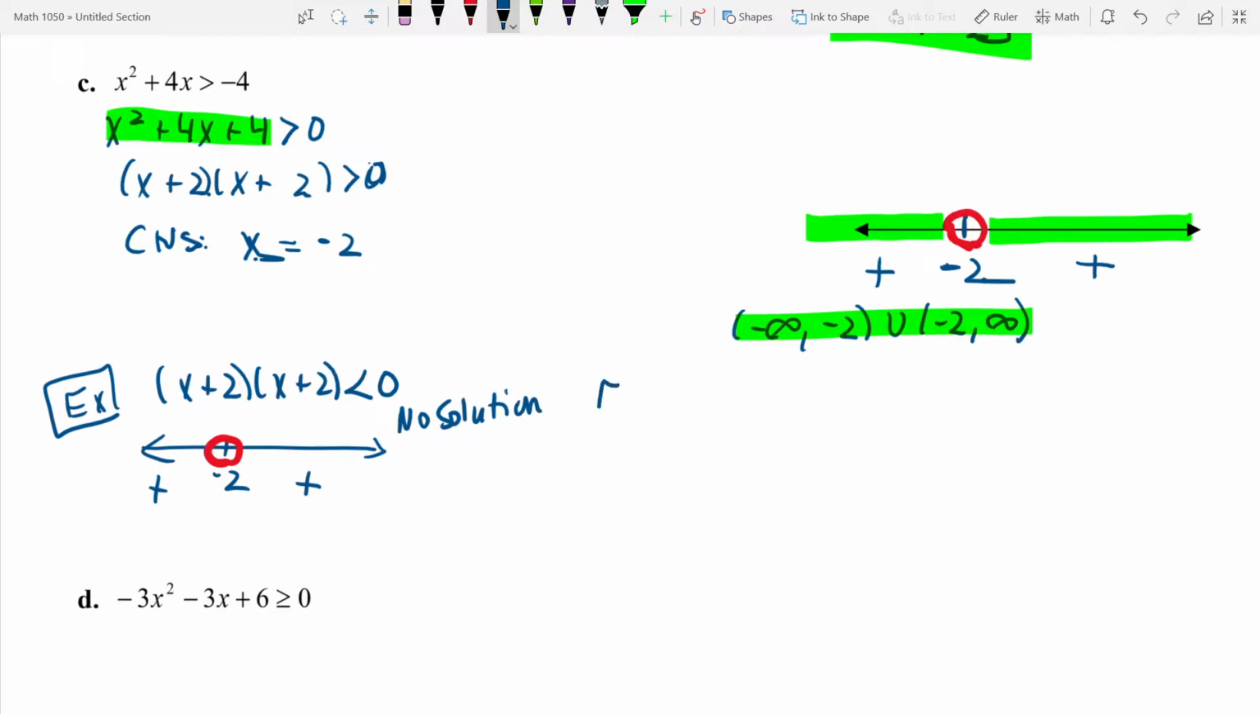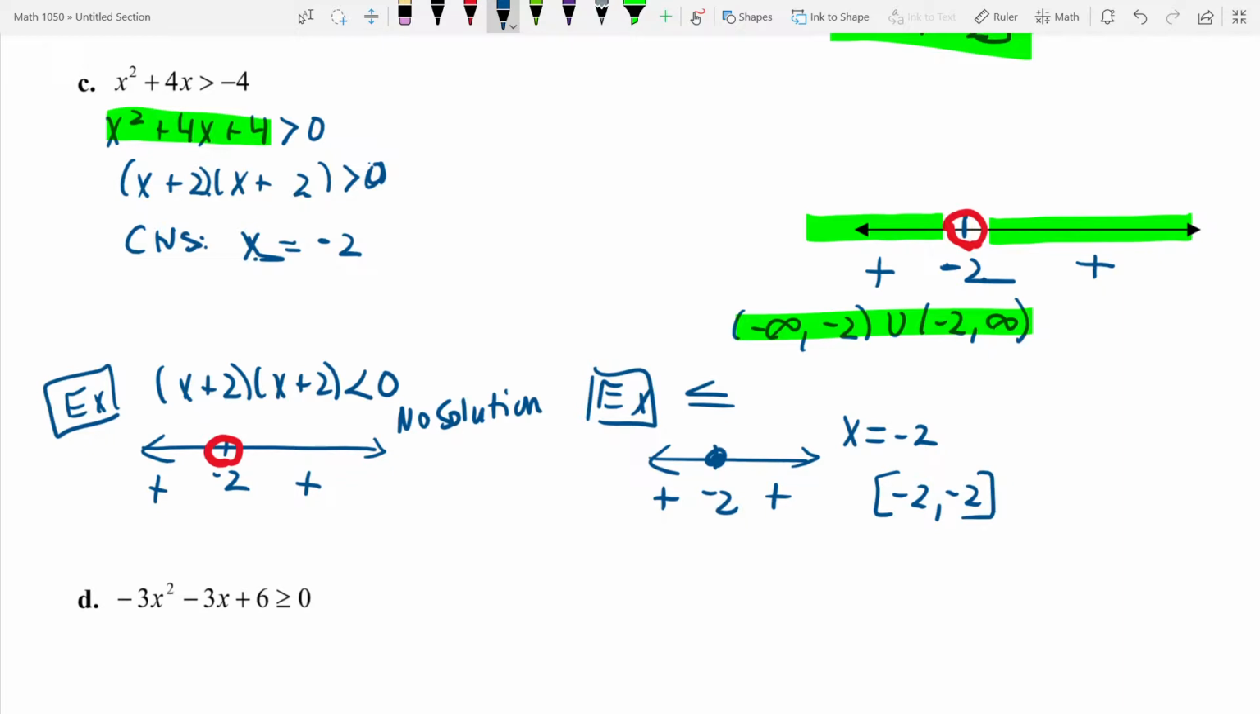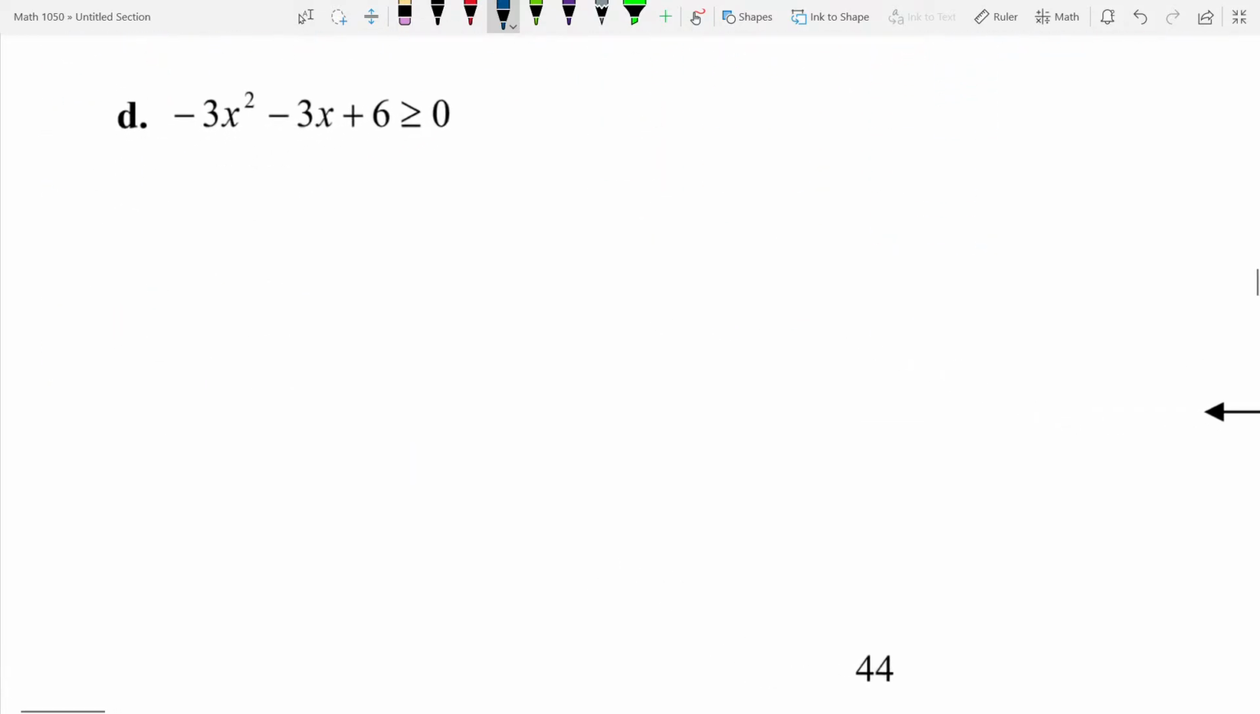What if it was this? What if it was less than or equal to? Then you'd go to a -2, you'd have a closed circle, this would be a positive, this would be a positive. It's never negative. It does include the -2, so your answer would just be x equals -2. If they asked you to put that in interval form, it would be -2 with a bracket to -2 with a bracket. I know that's weird, but that's what it would be. Okay? All right, let's do D.